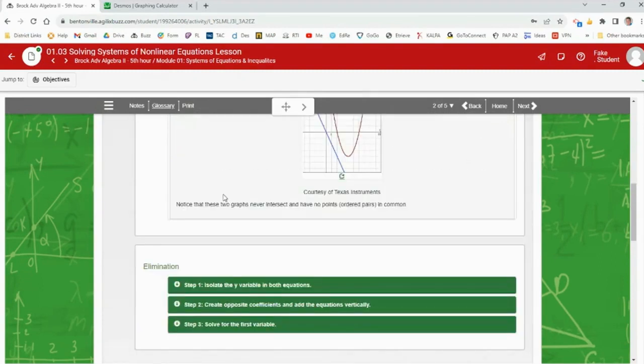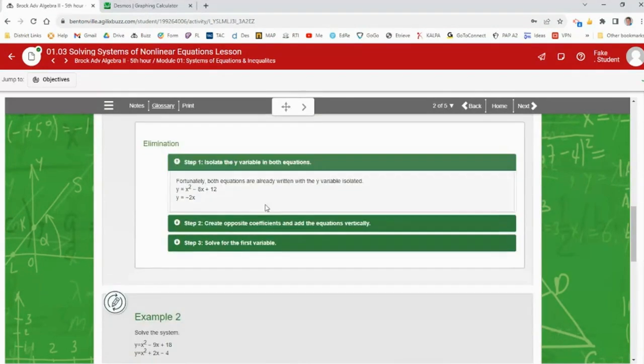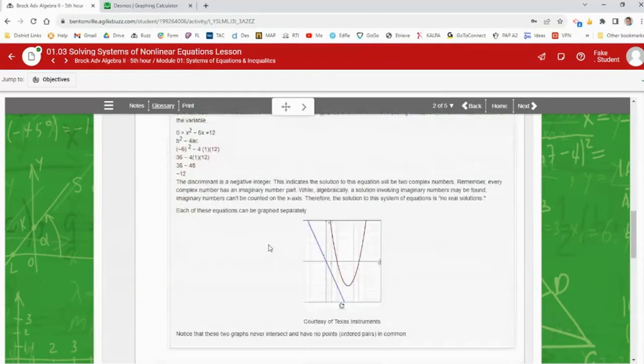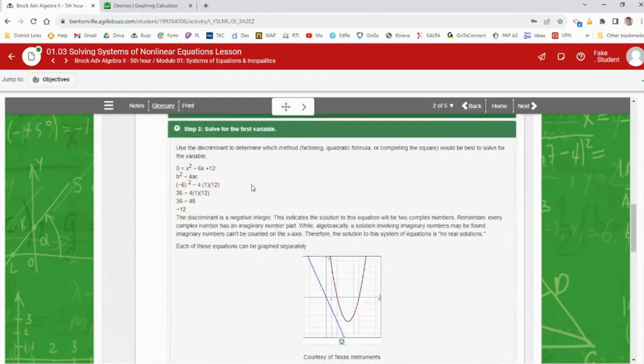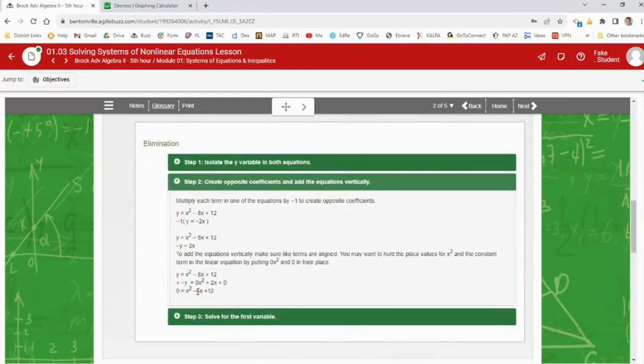So we wouldn't be able to factor that. Elimination, they do the same thing. It should come up with the same answer. You know, they get down to checking the discriminant again, because when they did elimination, they end up with the same equation, x squared minus 6x plus 12. That's the equation we came up with. And checking the discriminant of that equation, there's no solution.